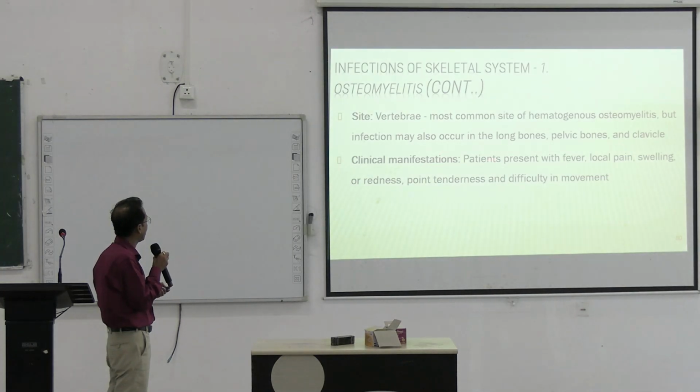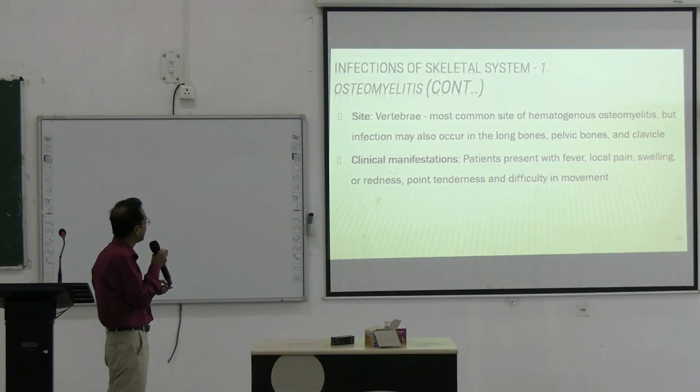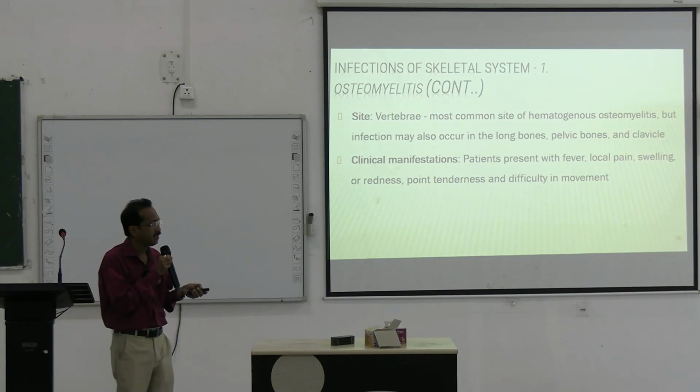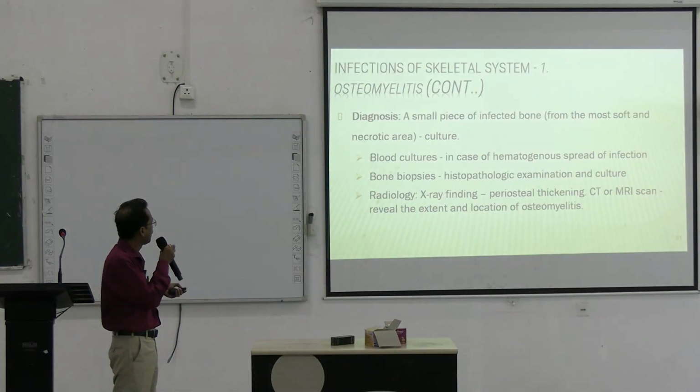Other than long bones and pelvic bone, clinical manifestation is fever, local pain, swelling and redness. If the vertebra is involved, other than common bacteria, you should also exclude tuberculosis. If a small piece of infected bone can be obtained, fine; otherwise blood culture in case of hematogenous spread, bone biopsy for histopathological examination. Radiology can show periosteal thickening, and CT and MRI can reveal the location of osteomyelitis.